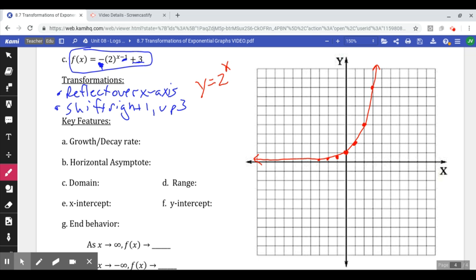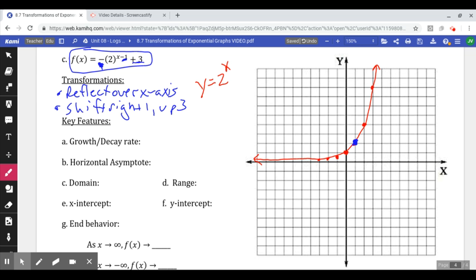So let's take that anchor point 0, 1. We're going to reflect over the x-axis, so that point now becomes 0, negative 1. And then we're going to want to move right 1 up 3. So if we move right 1 up 3, there's your right 1, and there's your up 3. That point actually is right here on the red graph, and that's okay. The red graph is just the helper graph, and some of the points may be the same, but for this one, most will not be.